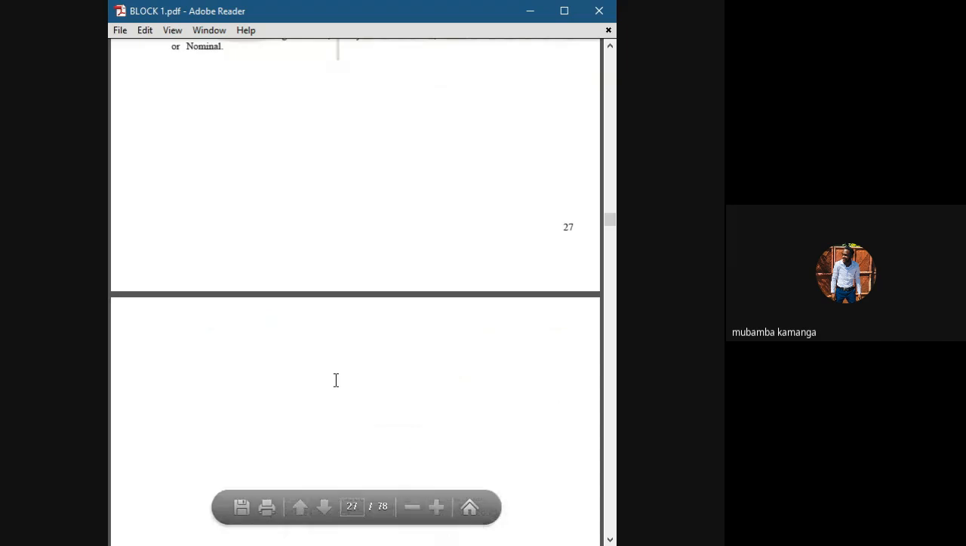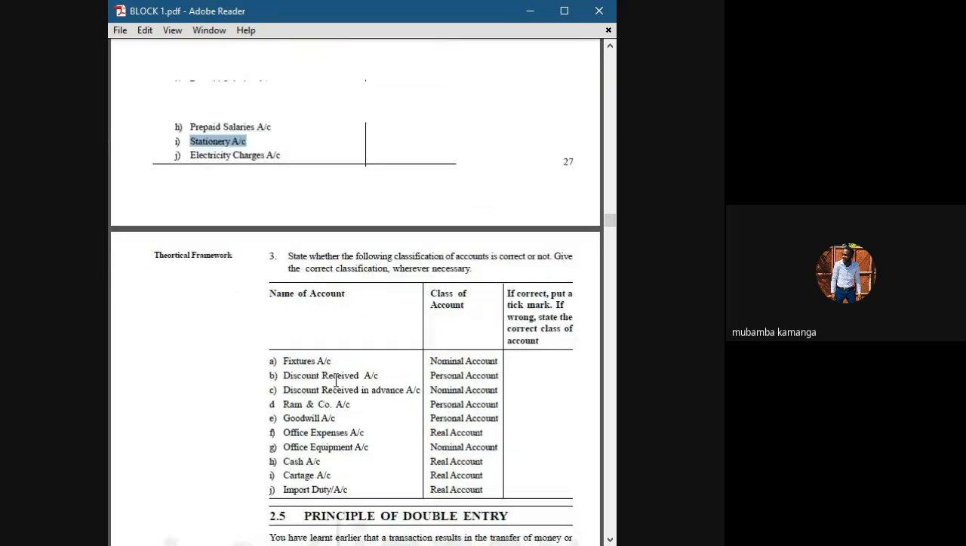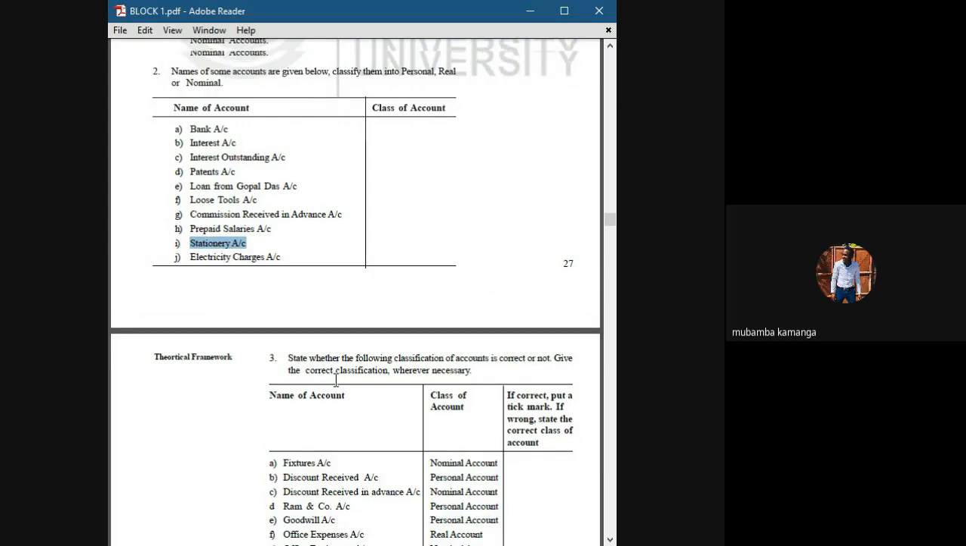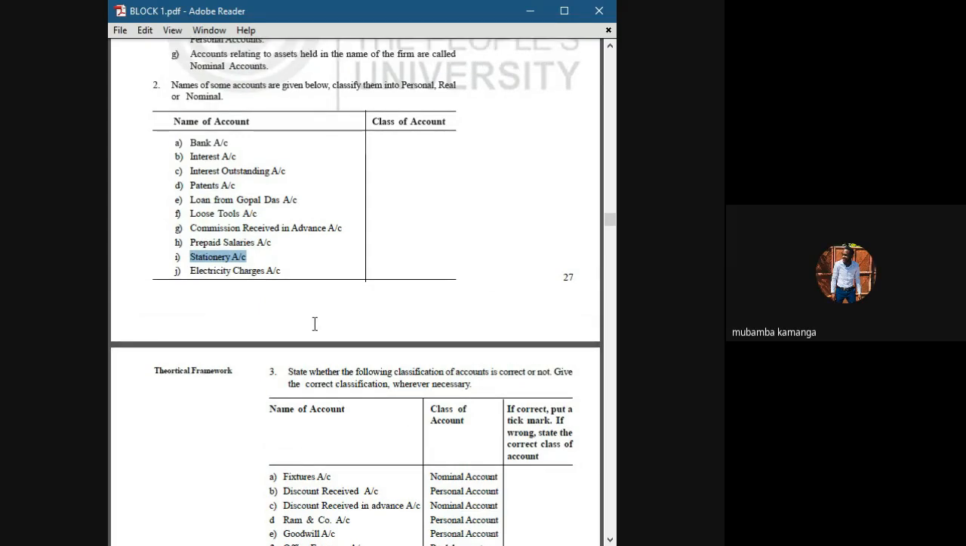Since stationery is an expense, it falls under nominal account, right? Isn't this supposed to be an expense? Because stationery is not our asset. It is considered an expense. Since it's an expense, it falls under nominal account. Stationery, isn't it an expense? Since it's an expense, isn't it supposed to fall under nominal account?